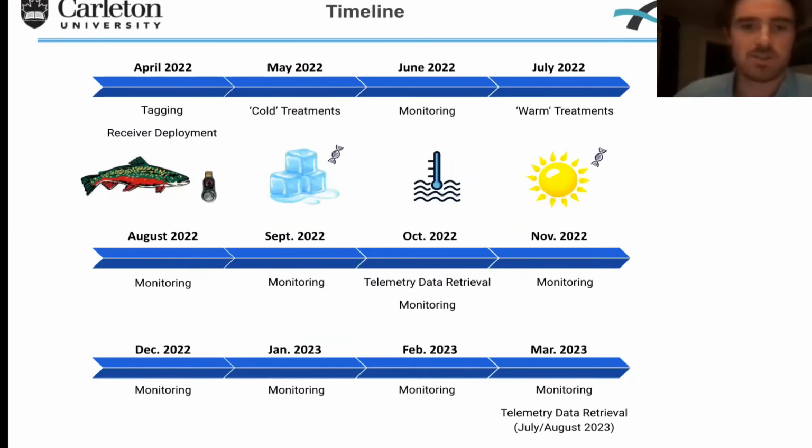So this is my approximate timeline for the project. We had to push back the first part of that a little bit. So the tagging and receiver deployment that I originally wanted to do in April, it looks like now will probably happen in May.